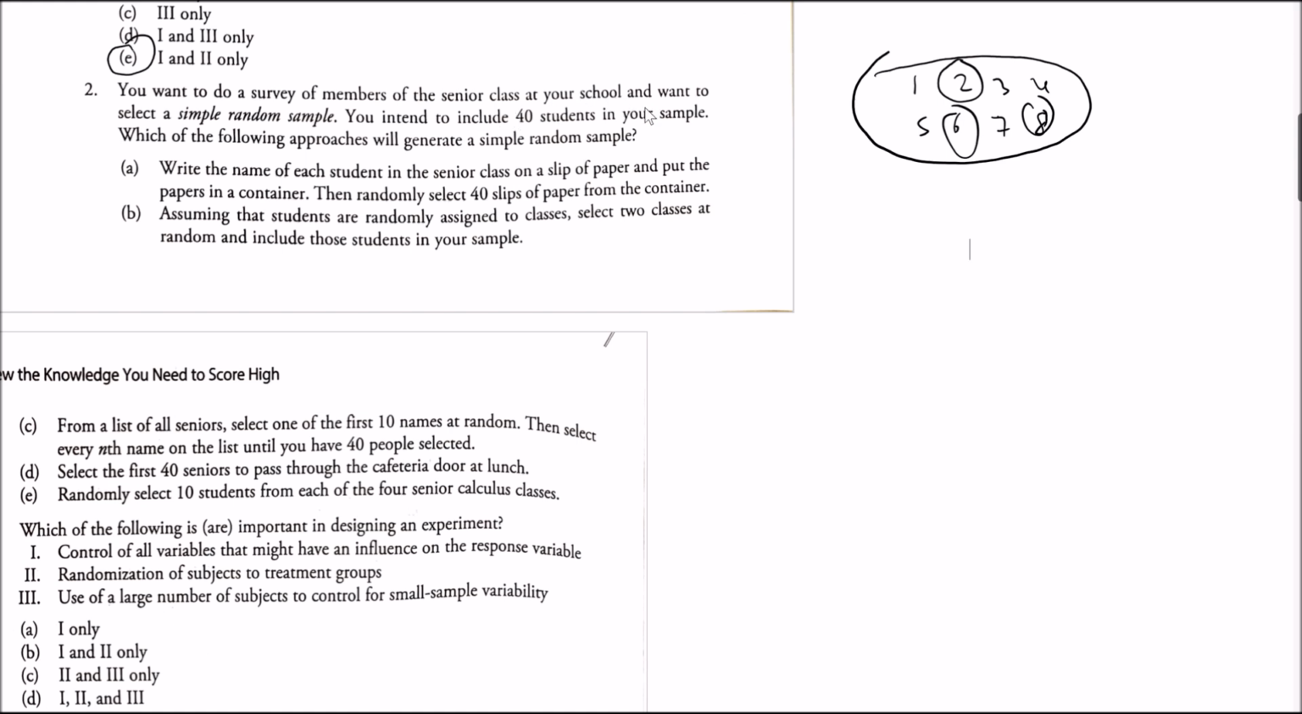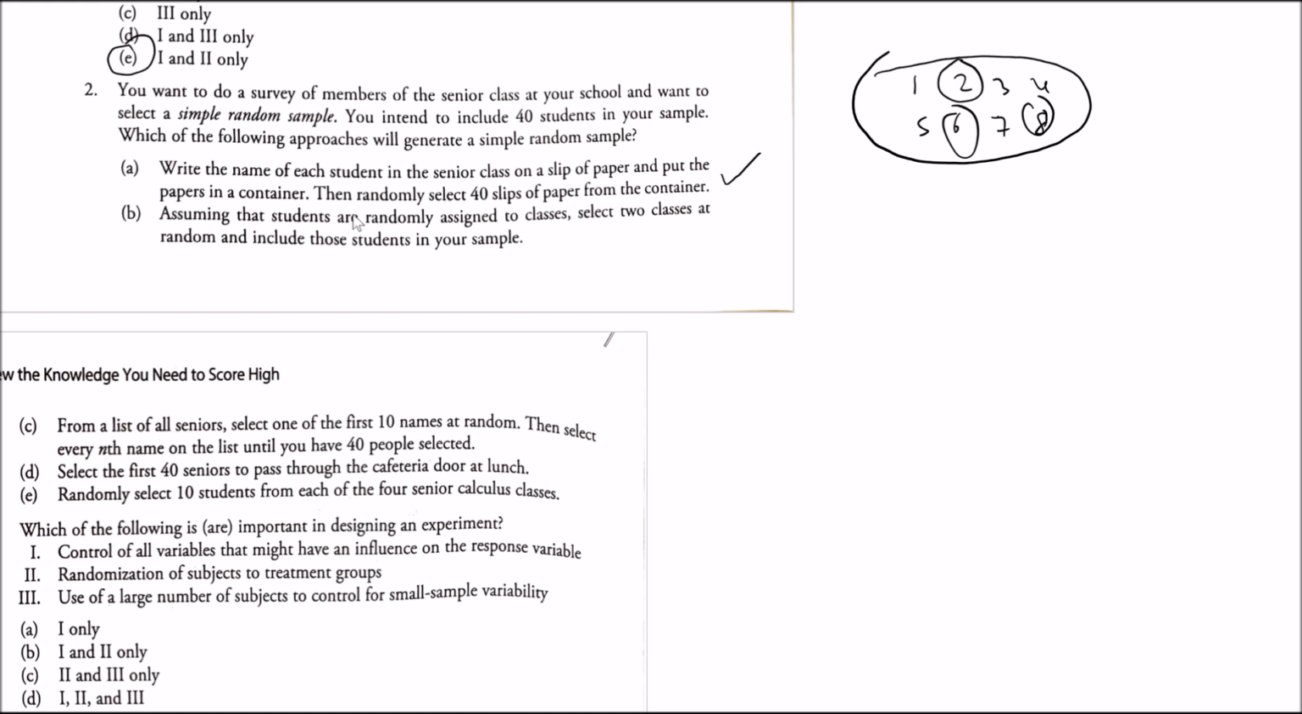So you intend to include 40 students in your sample. Which of the following approaches will generate a simple random sample? A: Write the name of each student in the senior class on a slip of paper and put the papers in a container. Then randomly select 40 slips of paper from the container. That looks pretty good. You're putting the name of each student on a slip of paper, and of course we're assuming that we mix them up, and then you select 40 slips of paper from the container. Let's look at the other ones. B: Assuming that students are randomly assigned to classes, select 2 classes at random and then include those students in your sample.